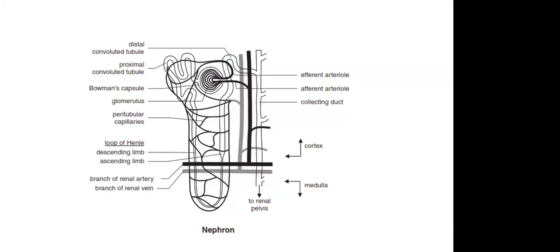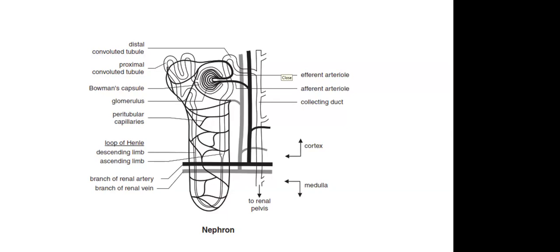Galaxy A2, can you tell us what you want to tell us? Yes, I was asking, I want you to explain more about the descending and the ascending limb, the ascending and the descending loop of Henle.